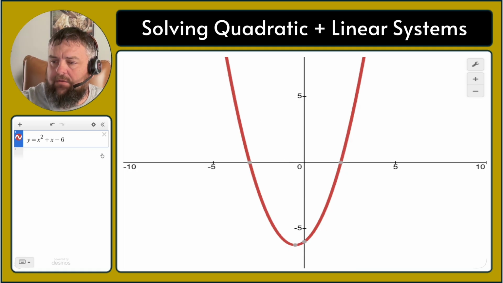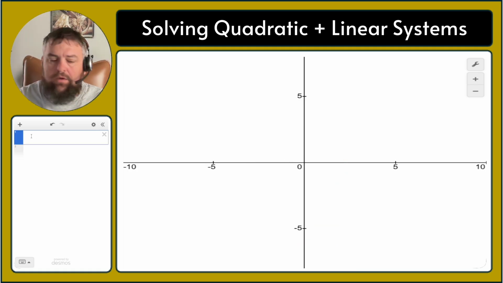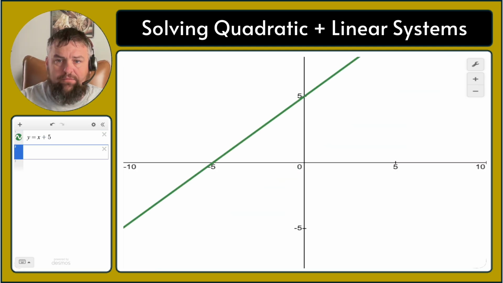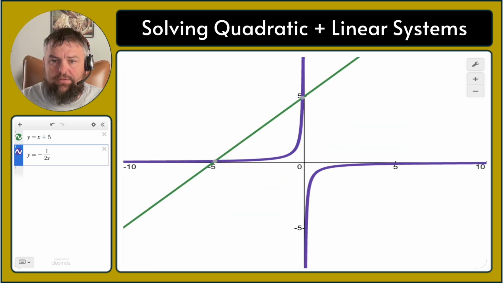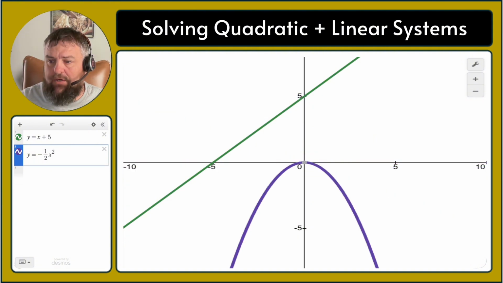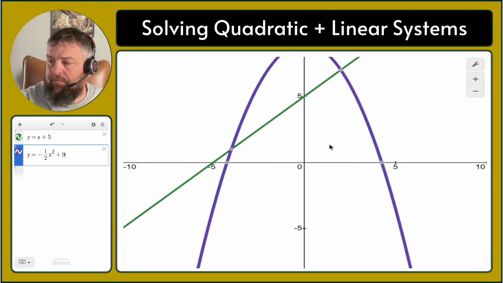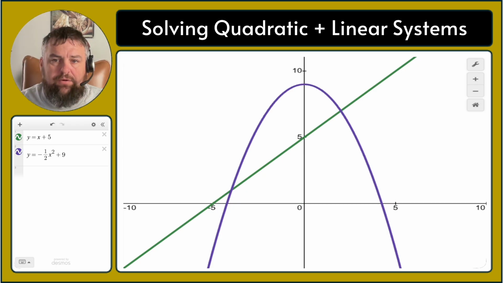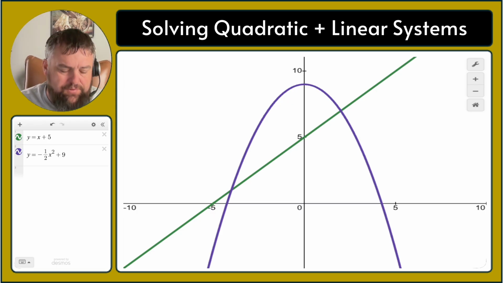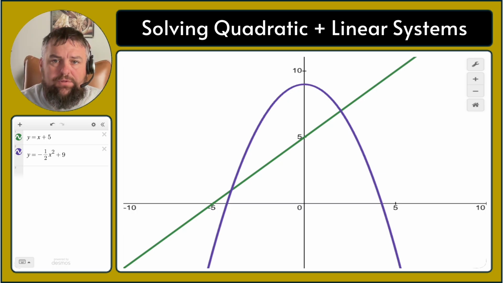Okay, so let me take this one out. We have y equals x plus 5, and then we have y equals negative 1/2 x squared plus 9. And we move this down just a little bit so we can see. Okay, so my green line is going to be representing the linear function here. We're going to have a point at negative 5, 0, and 5, 0. So I'm going to go ahead and put some points there. So 1, 2, 3, 4, 5. And then 1, 2, 3, 4, 5. Okay, and then we'll connect those.